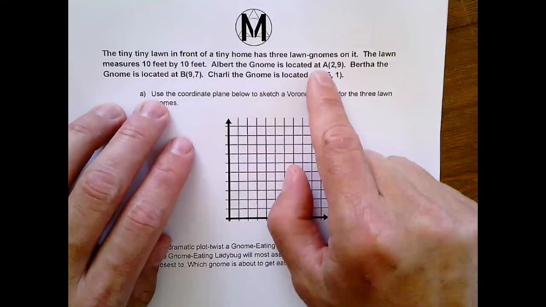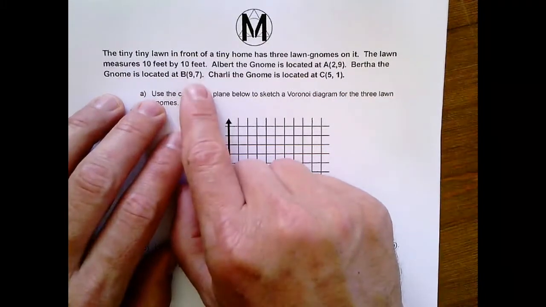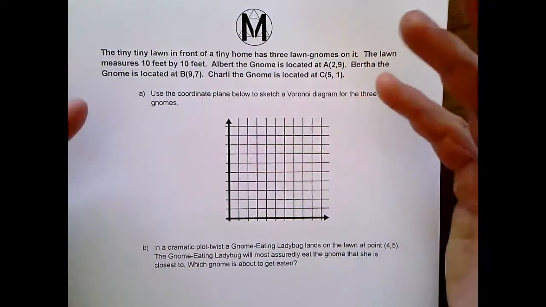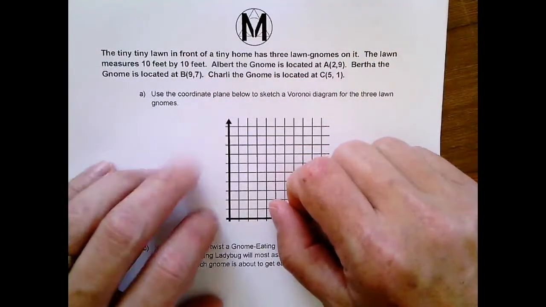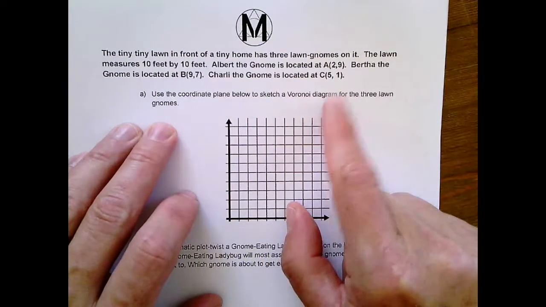Albert the gnome is located at point A, (2, 9). Bertha the gnome is located at point B, (9, 7). And Charlie the gnome is located at C, (5, 1). Okay, we can handle this. Use the coordinate plane to sketch a Voronoi diagram for the 3 lawn gnomes.